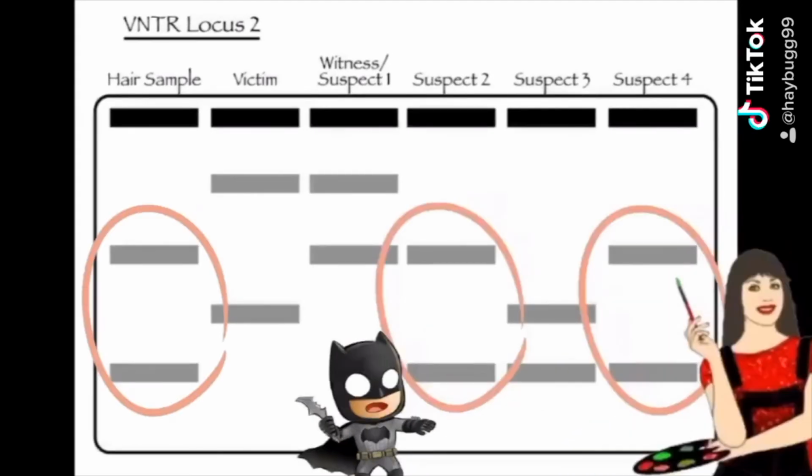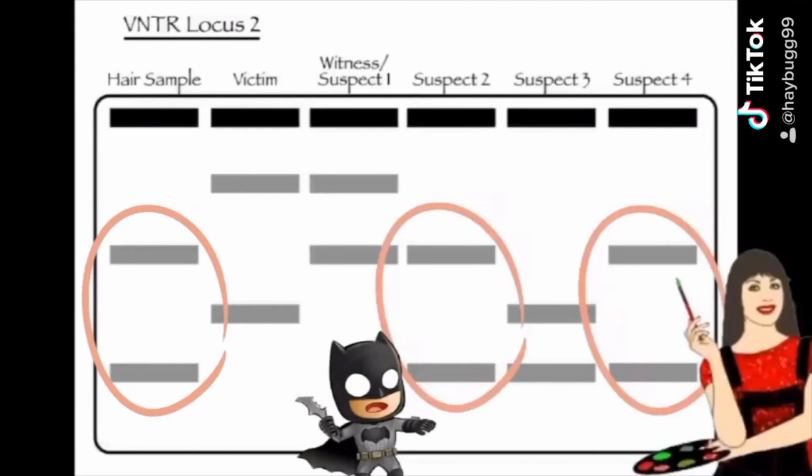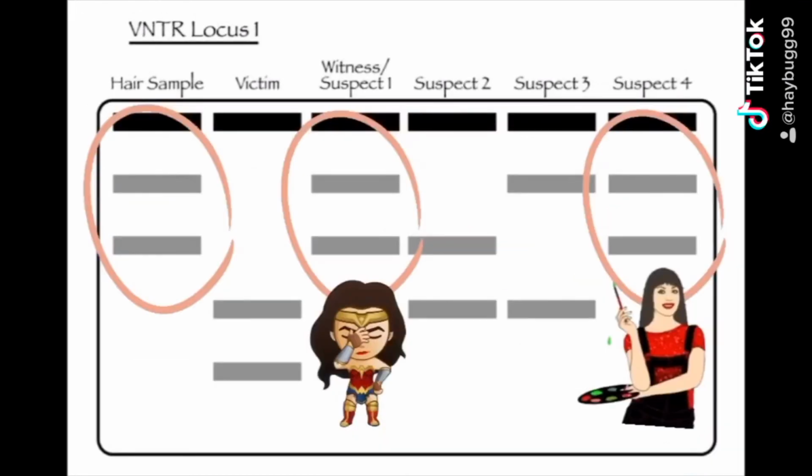Now we're going to look at the gel of VNTR locus 2 of the hair sample found at the crime scene. Here I've circled for you the alleles that match the hair sample found at the crime scene. At locus 2, suspect 2 and 4 match the hair sample. So if you recall, at VNTR locus 1, suspect 1, Katie, and suspect 4, Rose, matched the hair sample. So remember, Katie and Rose are possible murderers.